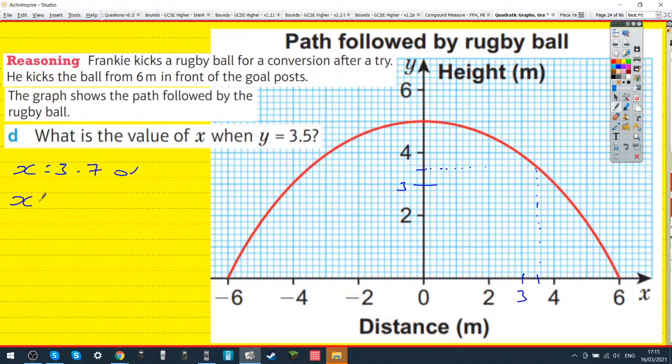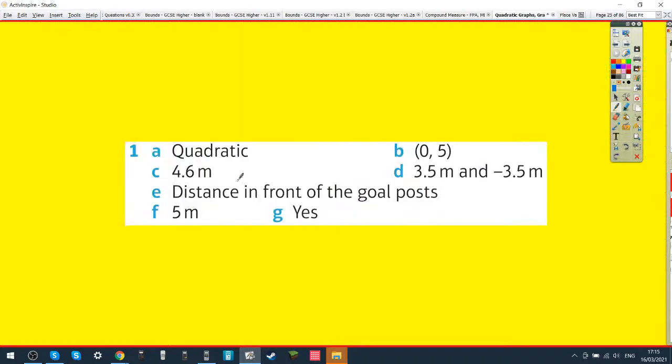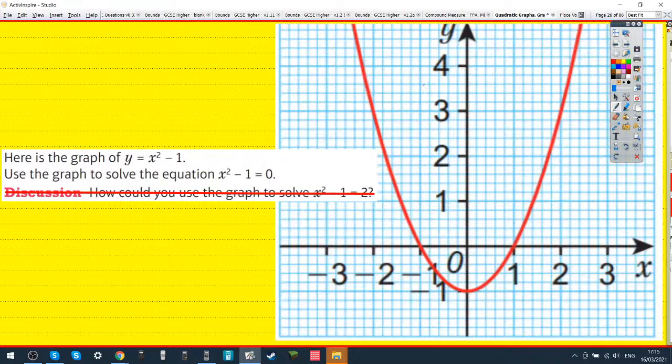There is a second answer though, if you go the other way. How about that? Minus 3.7. Hold on. 3, so it was 3.5. 3.5 and minus 3.5. Great. So it's not easy to do it on the screen, it's easier on the paper. Okay, any idea how we do this?